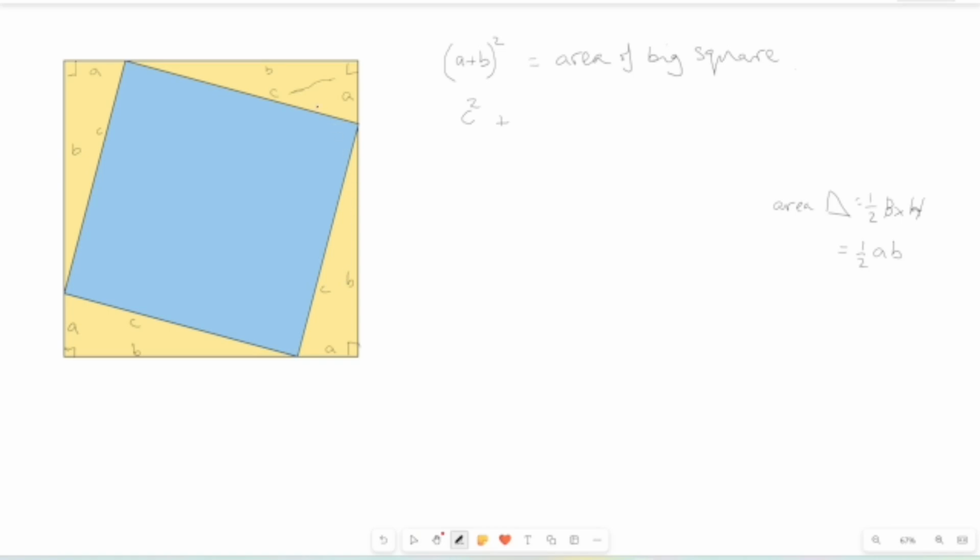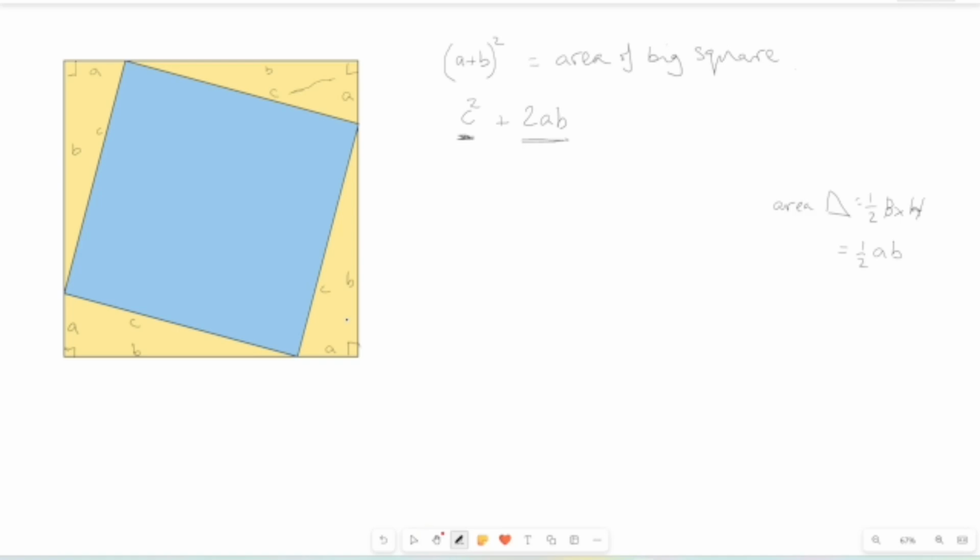And we've got 4 triangles here. So the total area of all the triangles is 4 times a half AB, and that is 2AB. So C squared plus 2AB. That's the area of the blue square, and this is the total area of all of the yellow triangles.